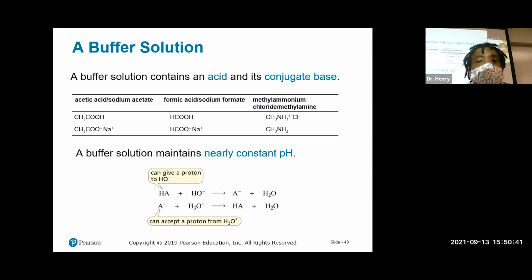We also talk about buffered solutions. Buffered solutions are solutions that contain both an acid and its conjugate base. Since both forms are present, it allows the solution to maintain a pH range, so you can add quite a bit without adjusting the pH, okay?